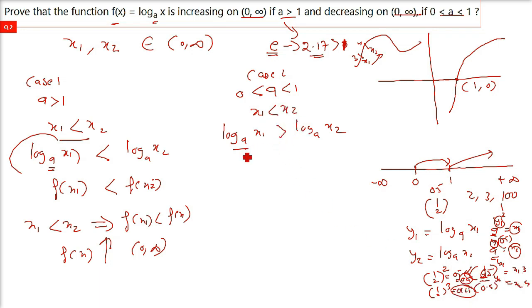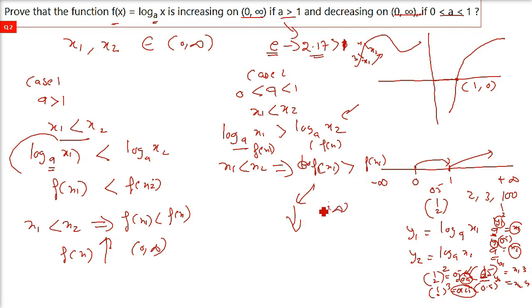Okay. So if 3 is less than 4, for example, this is just an example, 3 is less than 4. That doesn't mean that the value for 3 is less than for 4 here; it is actually greater. So when x1 is less than x2, log base a of x1 is greater than log base a of x2. That means in this case, when a is between 0 and 1, fx1 is not less but greater than fx2. It is not equivalent to case 1. That is why the function is decreasing from 0 to infinity if a is between 0 and 1. So I hope you got the idea.